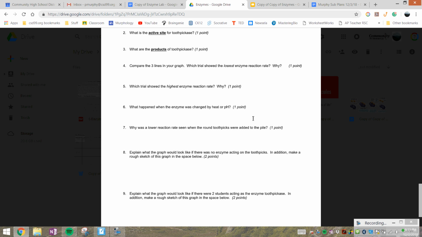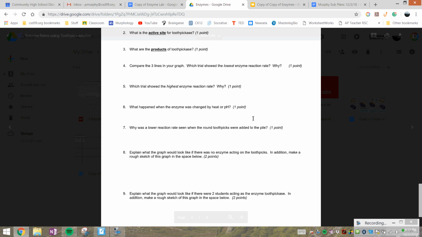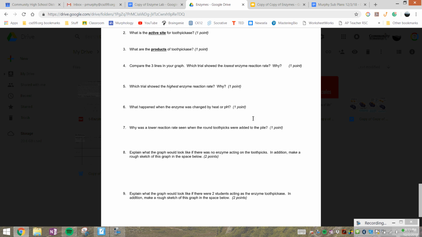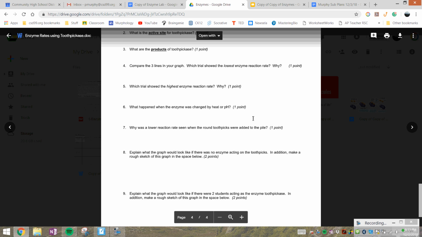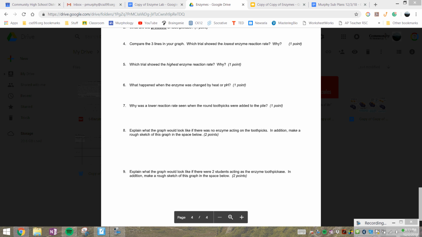The lowest reaction rate might be either trial 2 or 3, because in trial 2, round toothpicks were getting in your way. That's competitive inhibition. Or your hands are being taped in trial 3, which is an example of denaturation. That kind of explains question 6 here. And then I think you guys can answer questions 6 and 7 actually now based on the talk we just had.